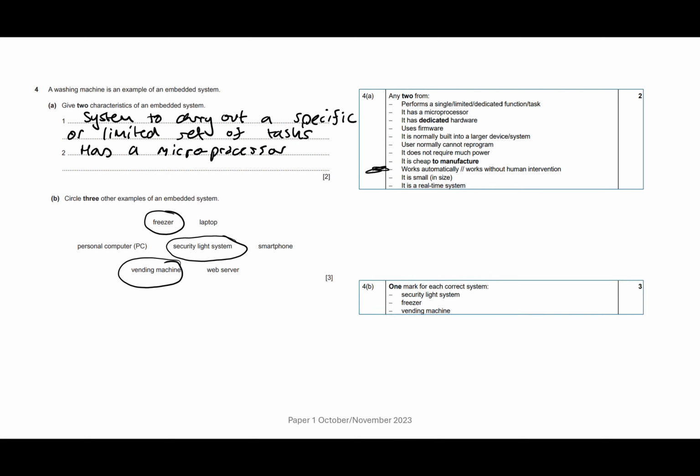Okay, looking at part B, we've just identified 3 that would be embedded systems. The others are all pretty much computers that aren't designed to do specific tasks. Okay, right, thank you very much. I'll stop this one and we'll move on to question 5.